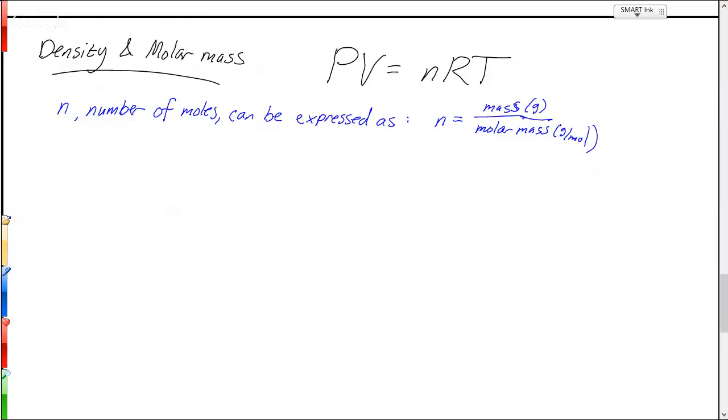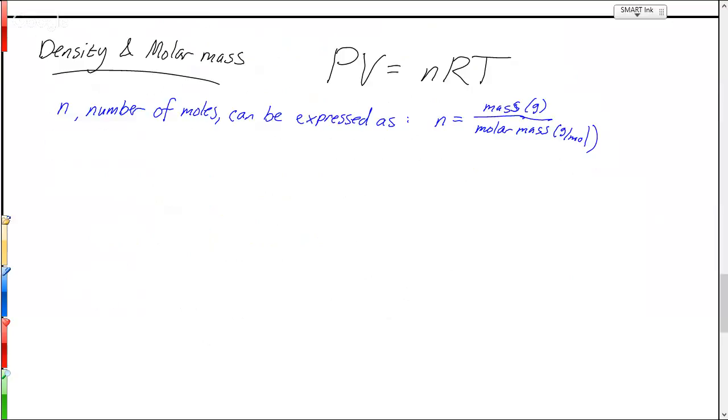So why would we do that? Why would we want to express the moles as mass and molar mass? Well, because mass can be used to give us some density information, and molar mass is helpful because it can help us identify a gas. So if we know the molar mass of a gas and we know something about what elements are in there, we can figure out what kind of gas it is.